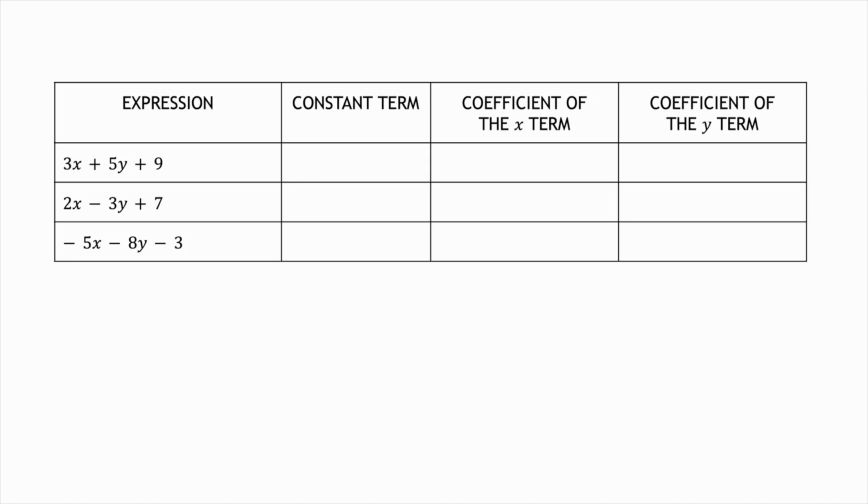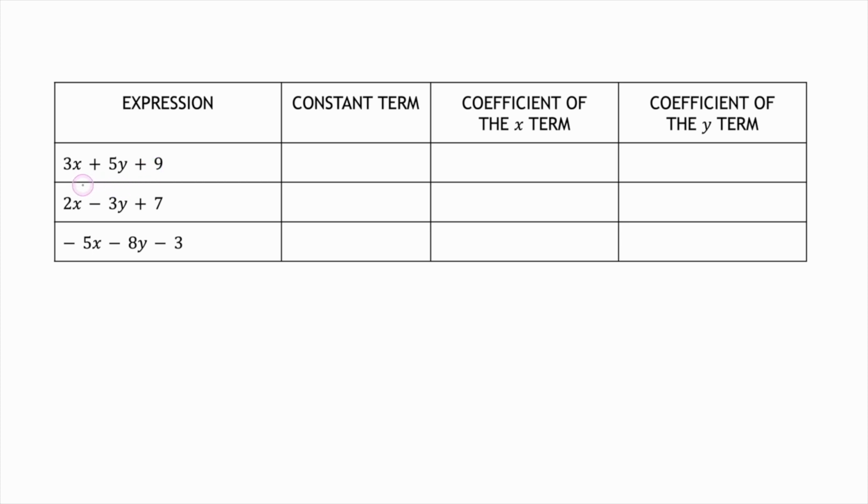In this lesson, we're going to look at the language of algebra. I have a table here, and on the left-hand side, I have three expressions. We're asked to find the constant term, the coefficient of the x term, and the coefficient of the y term for each of these expressions.